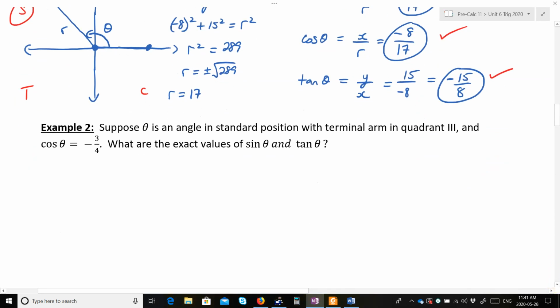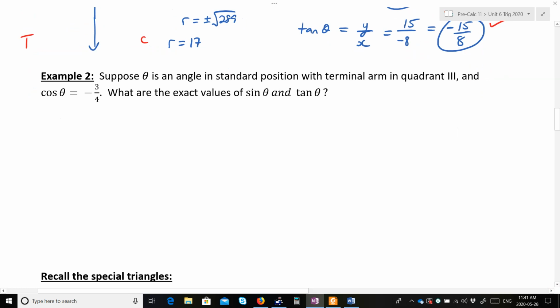Example 2 says, suppose theta is an angle in standard position with terminal arm in quadrant 3, and cos theta is equal to -3 over 4. What are the exact values of sine theta and tan theta? Okay. So we ultimately have to determine x, y, and r. So it says we have theta is an angle in standard position with terminal arm in quadrant 3. Quadrant 3 is over here. So we have some angle like this.